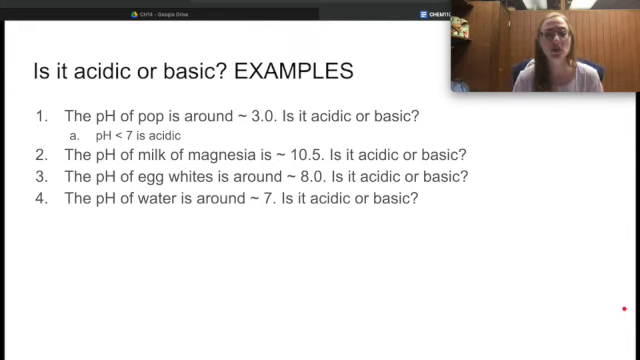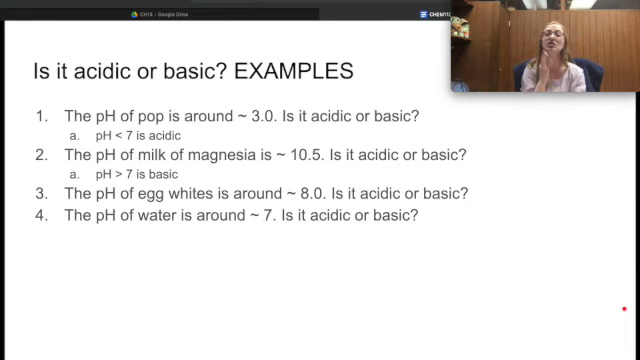The pH of milk of magnesia is around 10.5. Is it acidic or basic? Think about it in your head. Submit your answer. 3, 2, 1. Well, it's going to be basic. That pH is greater than 7. So anything greater than 7 is basic. Anything less than 7 is acidic. So milk of magnesia is about 10.5, so it's basic. That's also something you might take to settle your stomach in some cases, in very small amounts. It's another base there on our list.